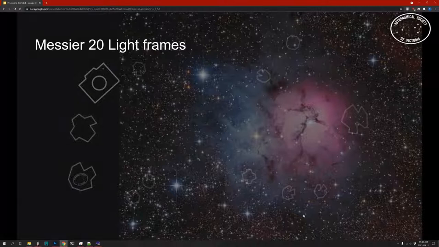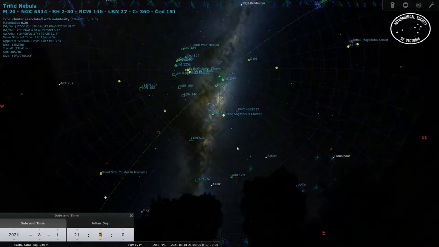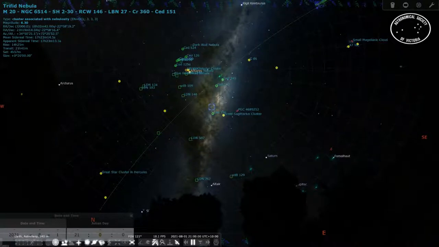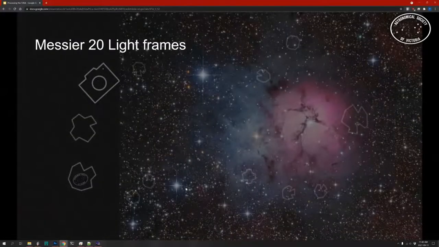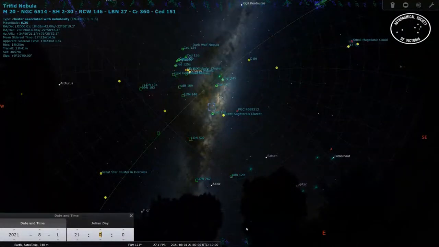Now, Messier 20. Let's have a look at where it is. Before we go there, where are we? Back here, one more step. Here we go. I acquired this data for Messier 20 between the 20th of April this year and the 1st of August. And if we have a look in Stellarium, here we are on the 1st of August at 9 p.m.